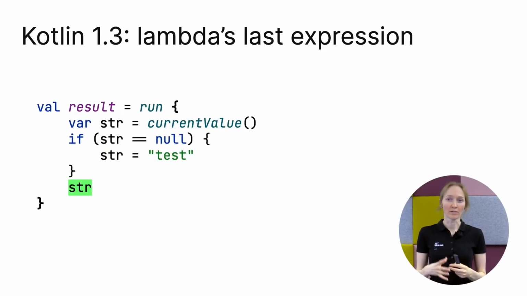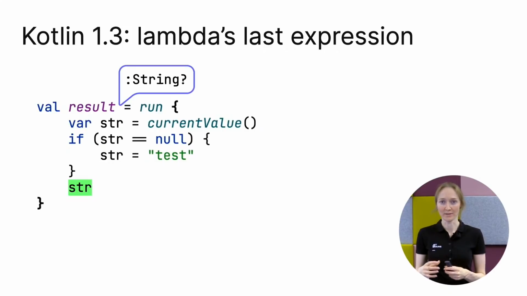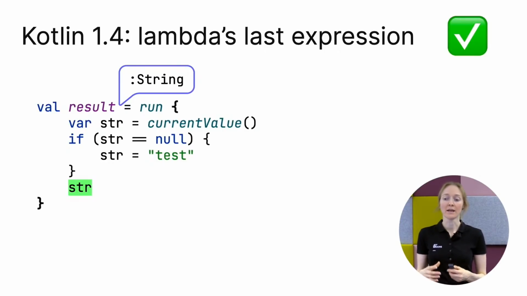Another case when Kotlin starts to infer types in tricky cases is when the last expression in the lambda is smart cast. In this example, the string value is smart cast. The Kotlin compiler understands that it's not null. However, before that, the type of result was a nullable string. Now it's an ordinary string.